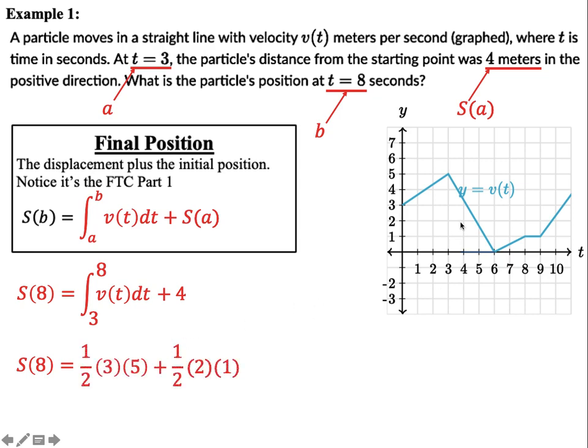So we're going to look at this region here, which happens to be 2 triangles. So we have half base times height. Half, the base is 3, the height is 5. Plus this other little triangle, which is half base times height. Base is 2, height is 1. So this is 7.5, and this is 1. So we have 8.5 in displacement, and then we have to add on our initial position 4. So our final position is at 12.5. So that's one way of adapting our fundamental theorem of calculus, part 1, to fit our motion problems.